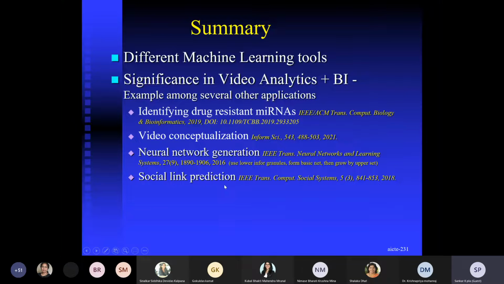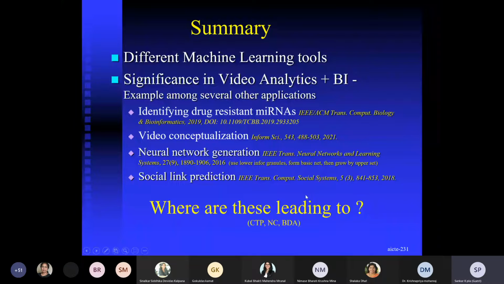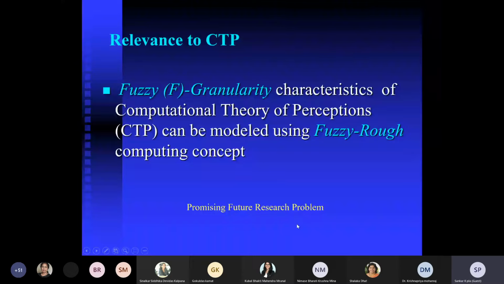So what are they leading to? There are 3 things I can see, but it's not that easy. One is the computational theory of perception. Another is natural computing. Another is big data analytics. Now, what is the computational theory of perception? That means you make computations based on perception, not on any measurements. For example, when you drive a car, you use the perception of speed, of direction, of the gap between the 2 cars, and so on. You do not measure every movement and then drive.